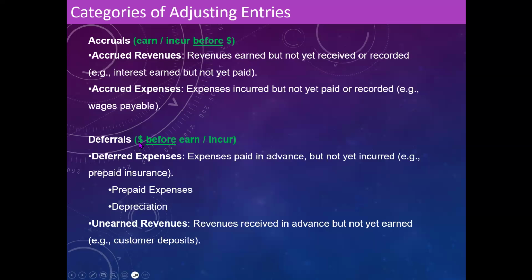Deferrals is where we get the money before we earn it, or we pay the money before we incur the expense. So the most common type of deferred expenses are when we pay an expense in advance. Okay. I mentioned the prepaid insurance, very common for people to pay for a whole year's worth of insurance. But if we were to record that entire insurance payment as an expense in the month when we pay it, that's not going to adhere to the matching principle very well.